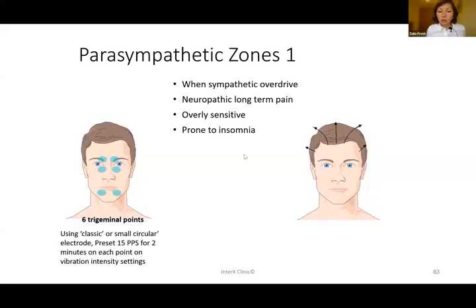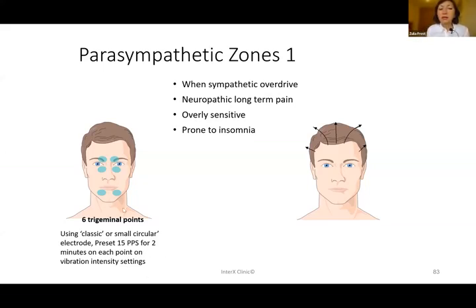Okay, so we're back to our diagram. You can see here, first two points, second and third. How do we do this? We set the device to chronic. Remember, because these people are neuropathic and chronic. So we set it to preset 15. Remember, 15 is our preset.